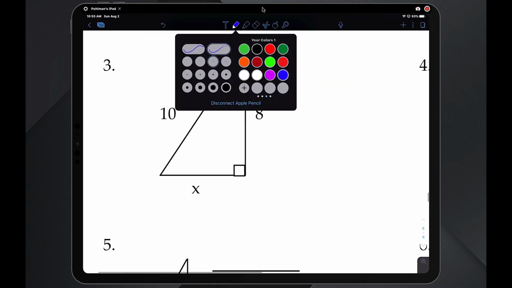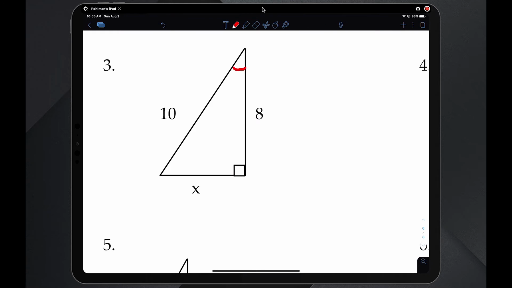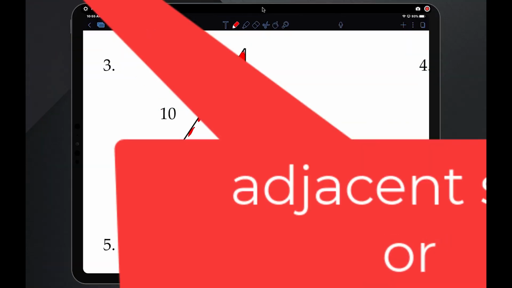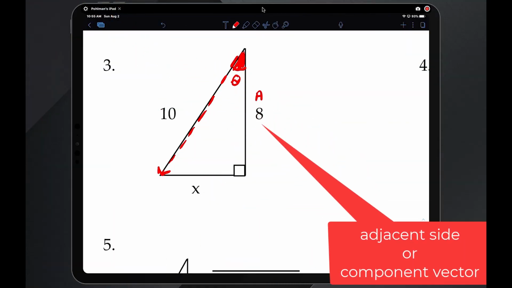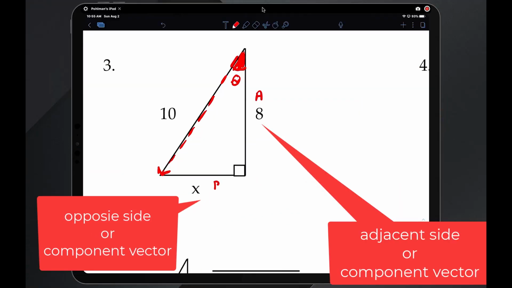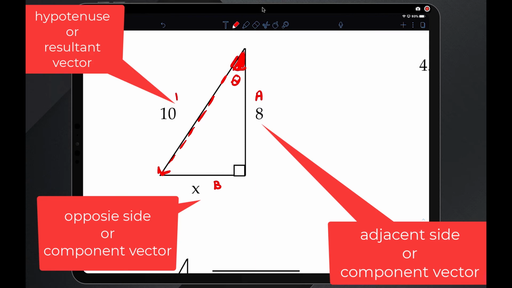Question 3. Let's say our angle is up here at the top. So that's theta, that's my point of origin. If that's my point of origin, I find the longest side, the hypotenuse. Side 8 would be the adjacent side. Side x would be your opposite, and that's what we're trying to figure out.